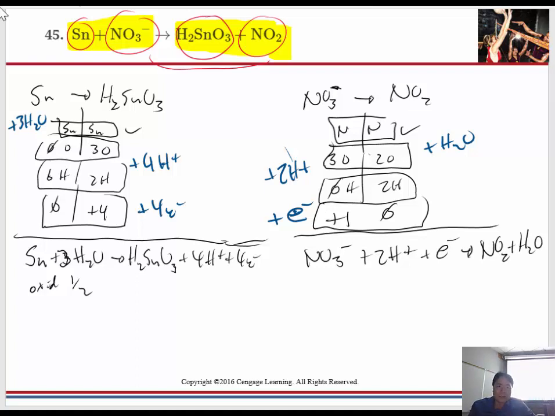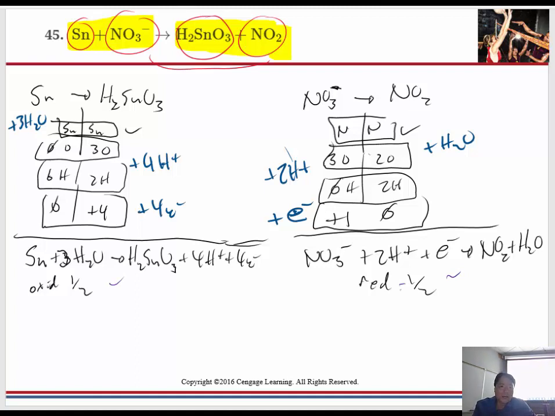So let's just check that these are balanced. And this is going to be the reduction half reaction here. Checking if it's balanced, let's check the atoms first. Tin, 1 tin, 6 H's, 4 plus 2 is 6 H's, 3 oxygens. Charge: 0 and 0, 0; 0 plus 4 is plus 4, minus 4 is 0. So this is balanced. Looking at the reduction half reaction, 1 nitrogen, 3 oxygens, 3 oxygens, two hydrogens. Charge: minus 1 plus 2 is plus 1, minus 1 is 0, and 0. So both of these are balanced.